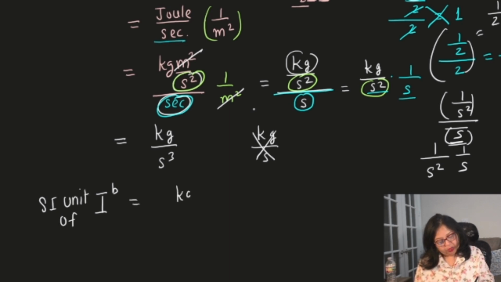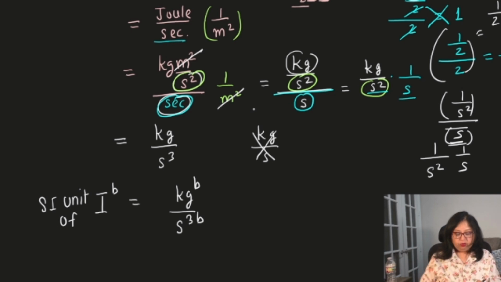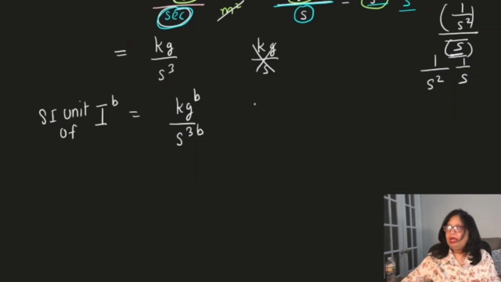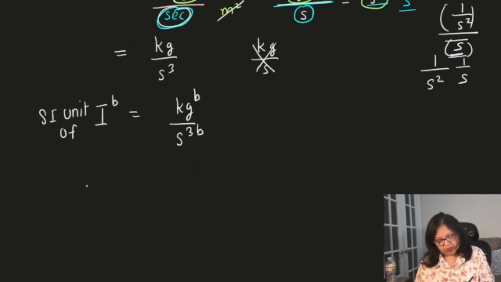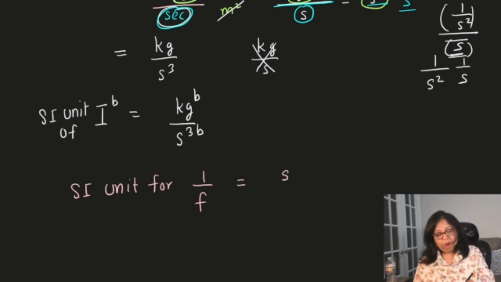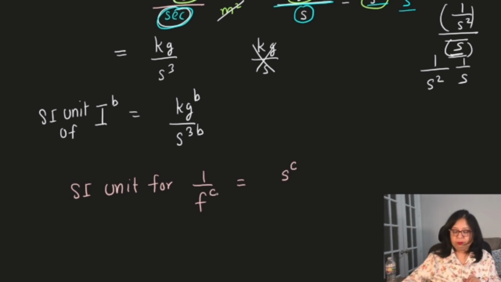Anyway, so we want the SI units for I to the power B. That would be kilograms to the power B divided by seconds to the power 3B. So here we got the SI units for intensity. Last one is very easy. Last one is SI unit for 1 over F, which will be just seconds. But like you know, we want SI units for F to the power C. So this becomes S to the power C.